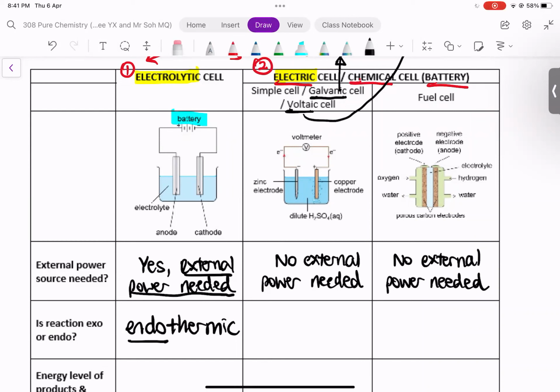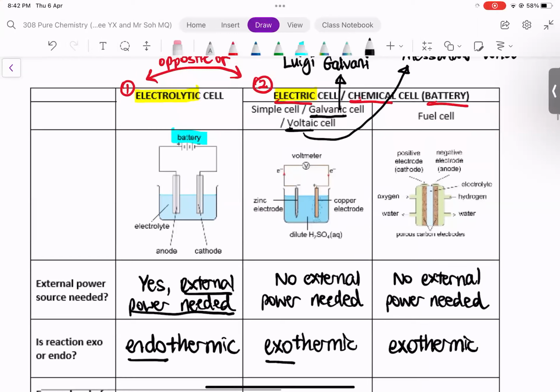On the other hand, remember electric cells are the opposite of electrolytic cells. It will be exothermic. Remember, a fuel cell is also one type of electric cell, so it's also exothermic. So the first 2 points are linked. If you need an external power source, that means you take in energy, therefore you are endothermic. If you don't need an external power source, you don't take in energy, you release energy, therefore you are exothermic.